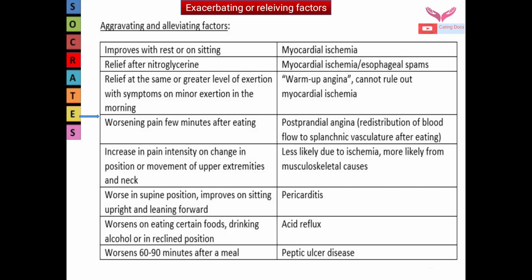And then we come to the E, that is exacerbating, aggravating, and relieving factors. The pain which improves with rest or in sitting position is myocardial ischemia. Relief with nitroglycerin, it could be myocardial ischemia or esophageal spasm. If a patient gets relief at the same or greater level of exertion with symptoms on minor exertion in the morning, it is warm-up angina. We cannot rule out myocardial ischemia.